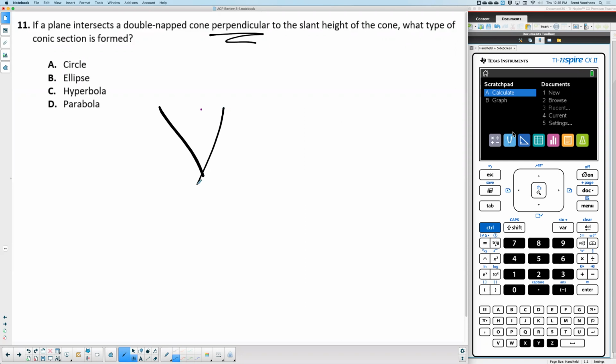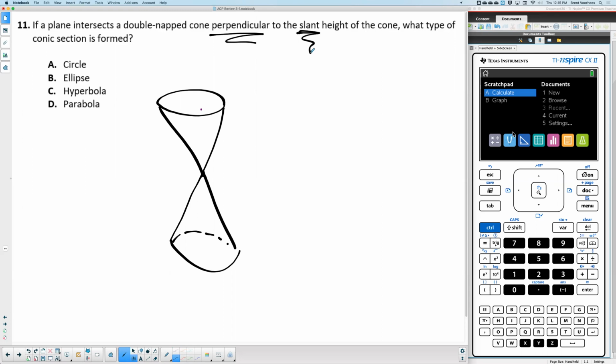If you have a double nappe cone that's cut by a plane, either perpendicular or parallel to either the slant or the base. In this case, it says perpendicular to the slant. How are you going to solve those? The easiest way is if you can just remember a couple things in the formula chart.